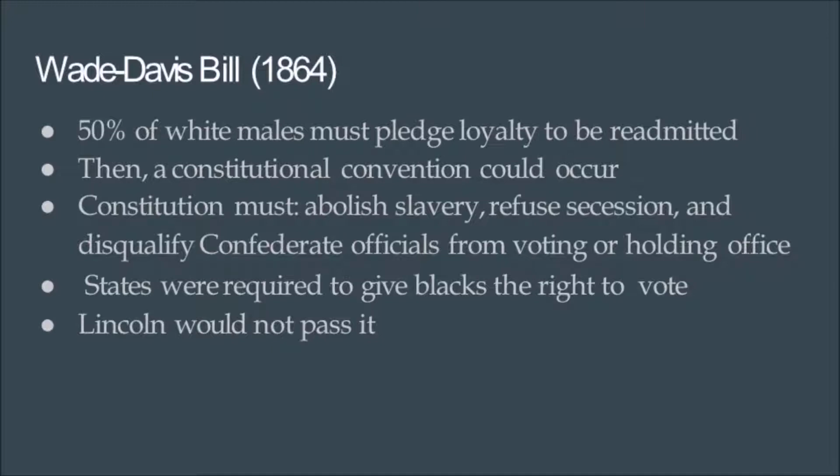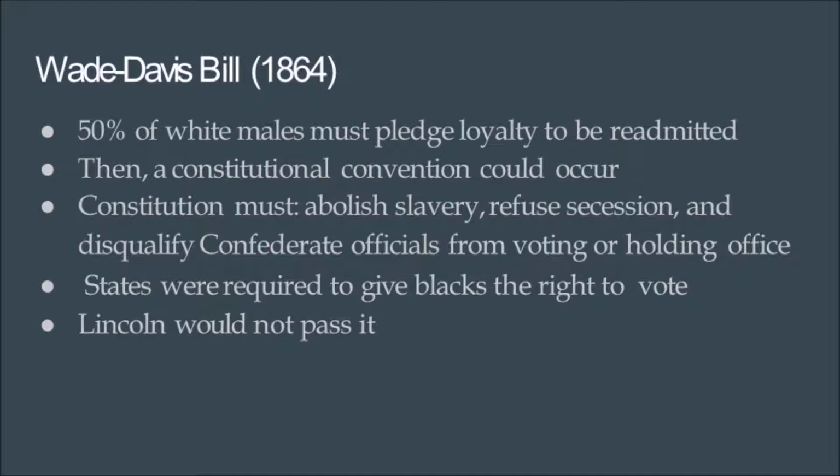At the point that 50% of the people swear this, then and only then, the state, or the territory by this point, could call a constitutional convention. And they're going to redraft a constitution that meets all of the new requirements. For instance, they have to abolish slavery. Slavery has to be gone. That's one of the requirements. They have to put something in their Constitution that says that secession is illegal. Remember the word secession? If you don't know that word, you must know it. To secede means to leave the Union. Secession is the act of leaving the Union. You have to put in your Constitution that it is illegal for your state to secede from the Union.